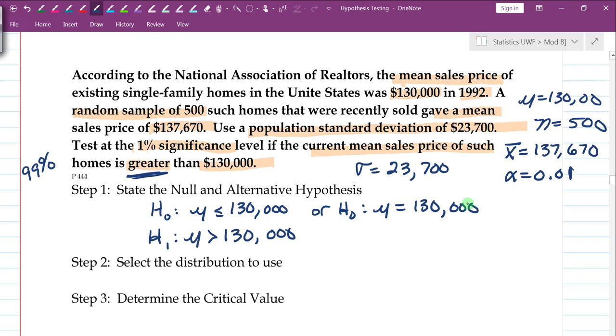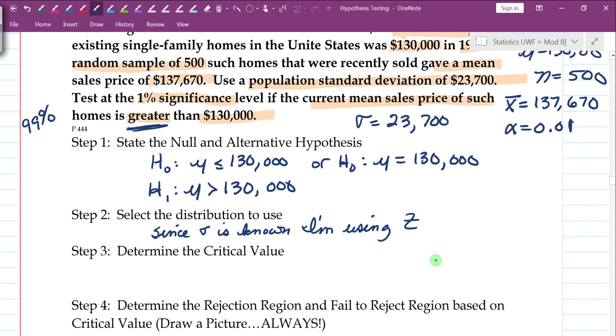Okay, what am I testing? That mu has increased. It says select the distribution to use. I have sigma. So since sigma is known, I'm using the standard normal distribution, which is the z distribution. Okay, the next thing it says, determine our critical value.